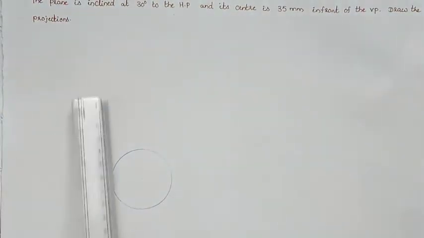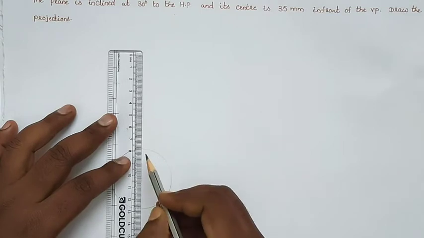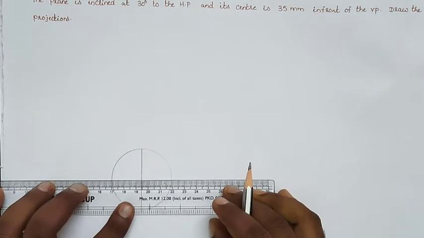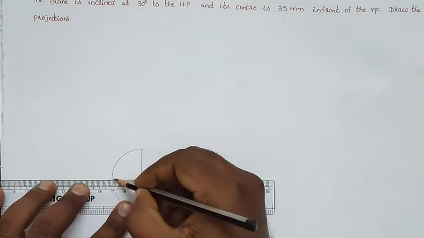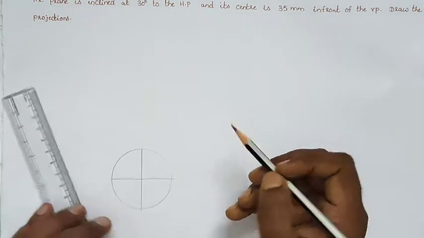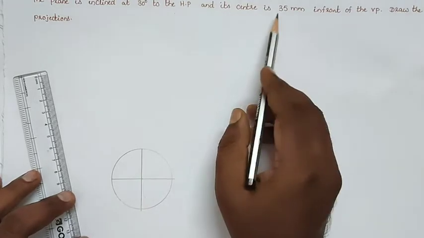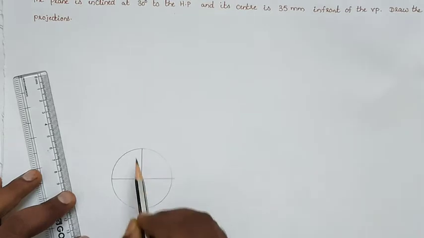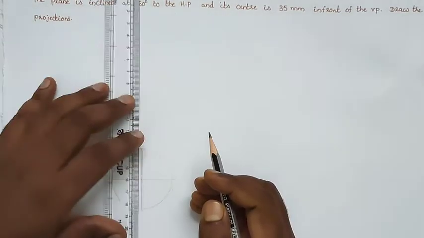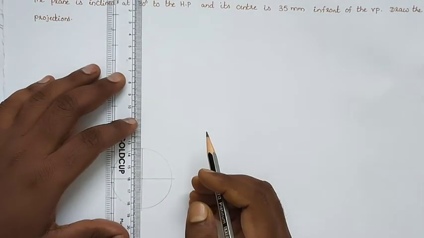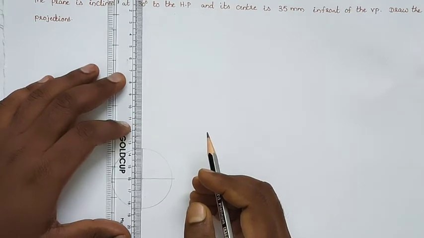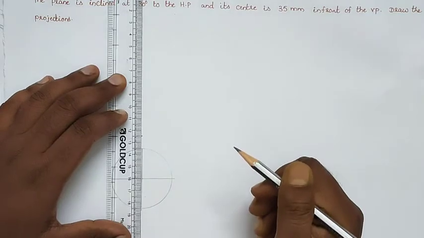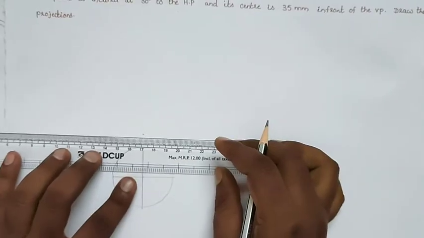After constructing a circle, divide this circle into 12 parts. Before dividing, we'll draw the reference line. How much can you take from the center? They are giving that its center is 35 mm in front of VP, so take 35 mm above the reference line and we will draw the reference line.